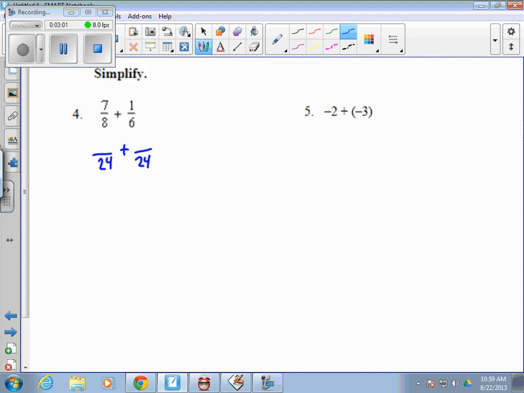So you have to ask yourself, what do I have to multiply this denominator by to get 24? The answer is 3. So I change the top number by multiplying it by the same 3. 7 times 3 is 21. Do the same thing with the other side. What do I multiply 6 by to get 24? The number's 4, so I multiply the numerator by the same 4. 4 times 1 is 4. So now we have 21 over 24 plus 4 over 24.